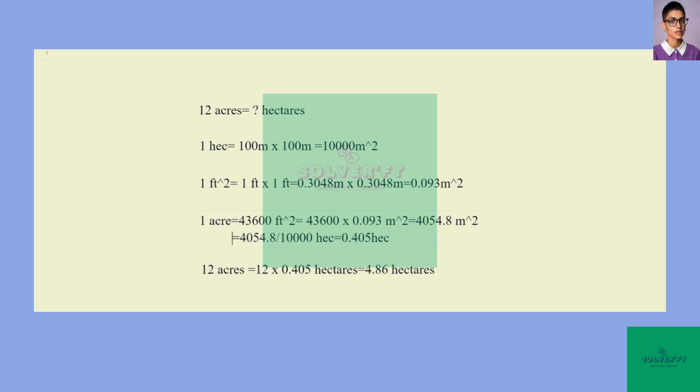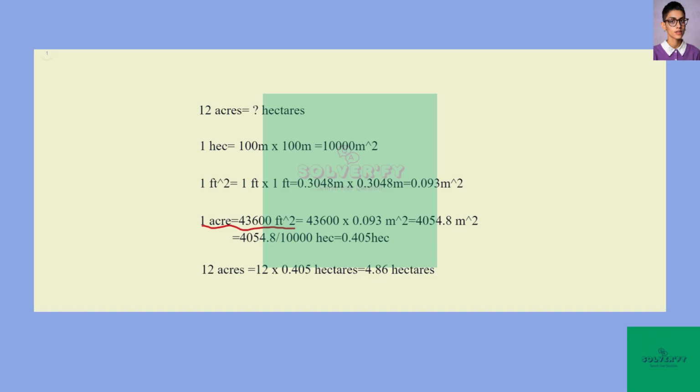Now, looking at the information given in this problem, first of all, they tell us that 1 hectare equals the area of a square measuring 100 meters by 100 meters. So by definition, we know that 1 hectare equals 10,000 meters squared. On the other hand, they give us the information that 1 acre equals 43,600 square feet.